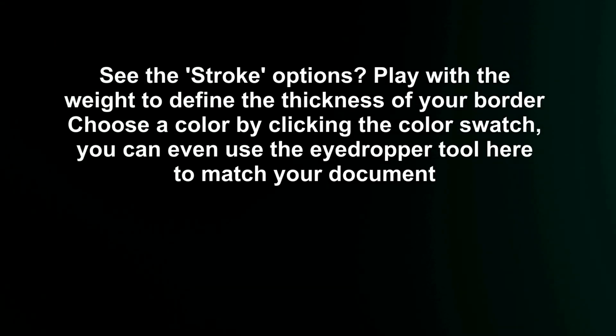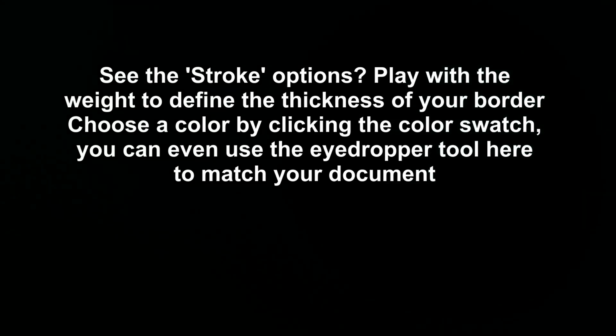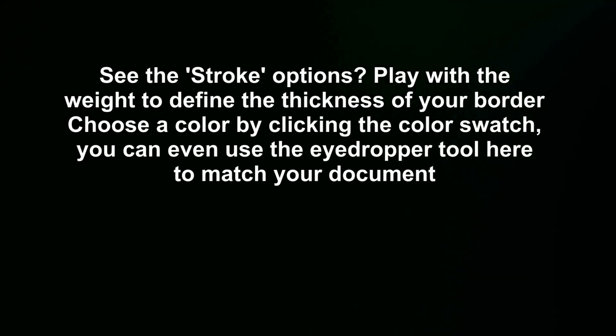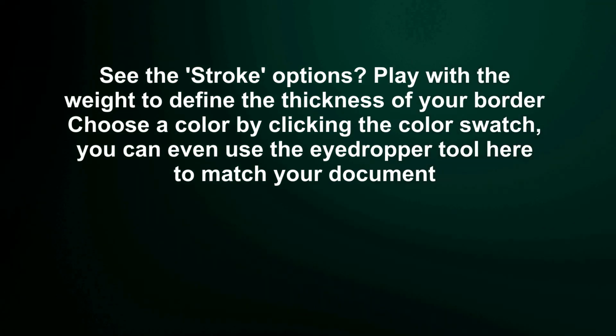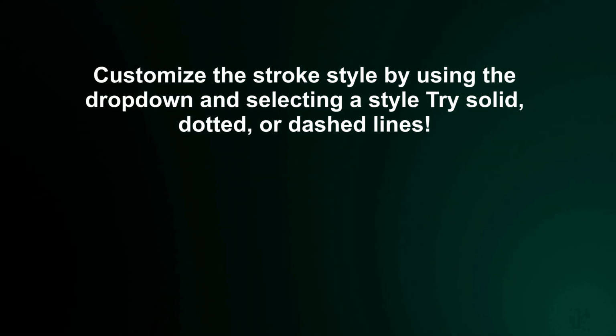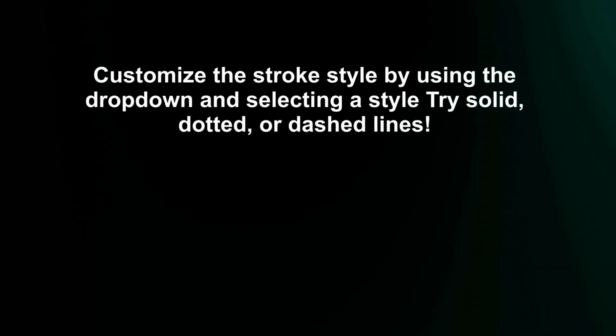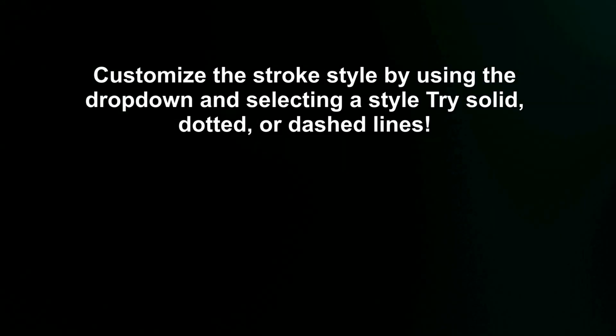See the stroke options. Play with the weight to define the thickness of your border. Choose a color by clicking the color swatch. You can even use the eyedropper tool here to match your document. Customize the stroke style by using the drop-down and selecting a style. Try solid, dotted, or dashed lines.